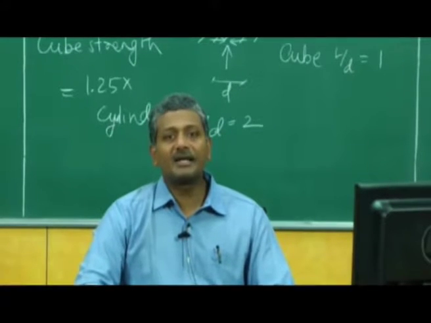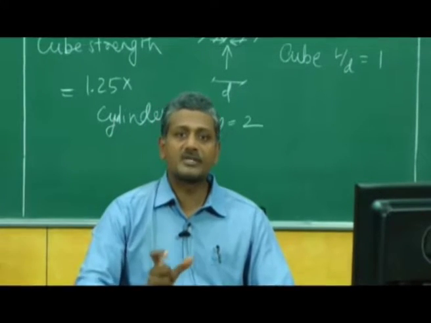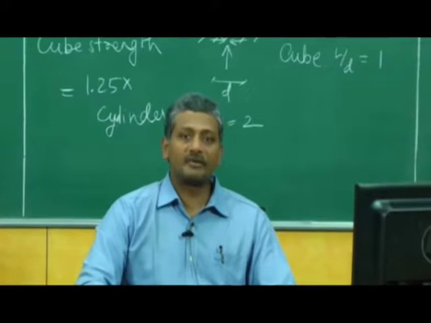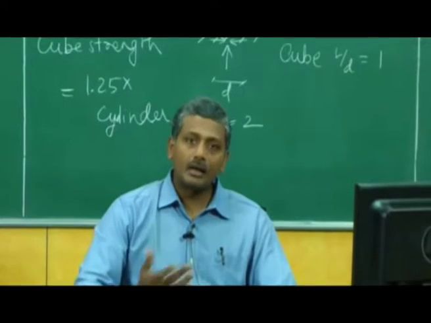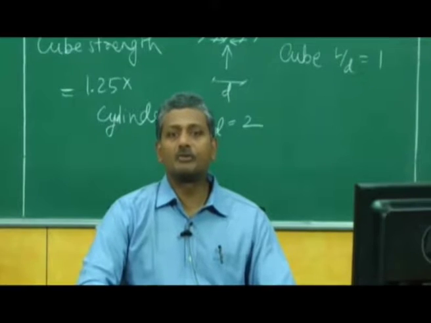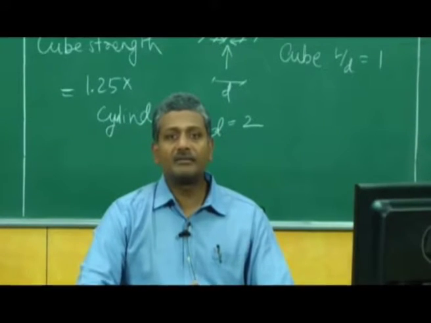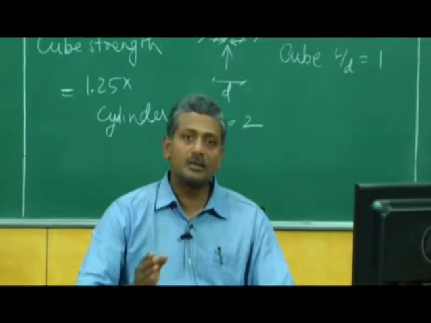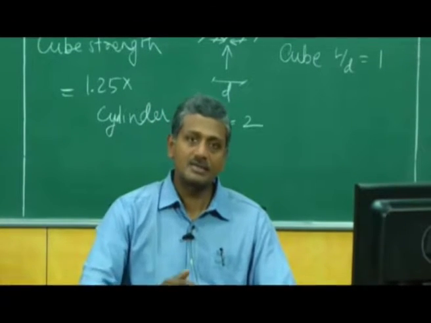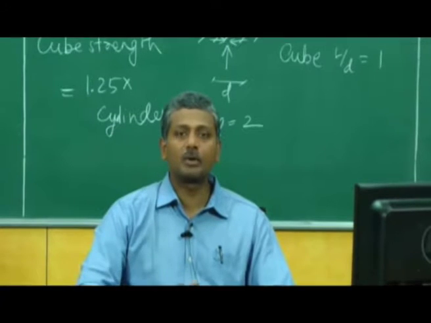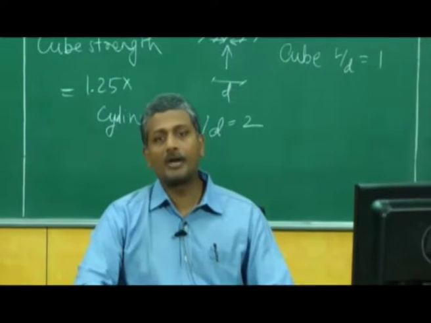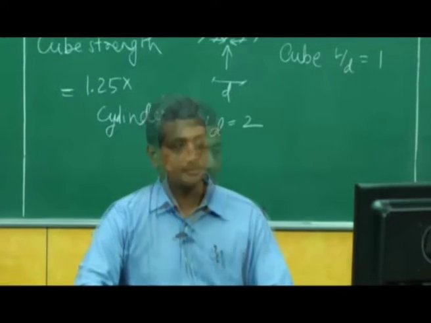So, 0.8 times fck is what we use as a measure of the compressive capacity of the concrete when we calculate the total compressive load that the concrete column can take, right. So, 1.25 is the ratio of the cube strength to the cylinder strength. So, if you want the cylinder strength, you take the cube strength and divide by 1.25. In other words, you multiply it by 0.8.